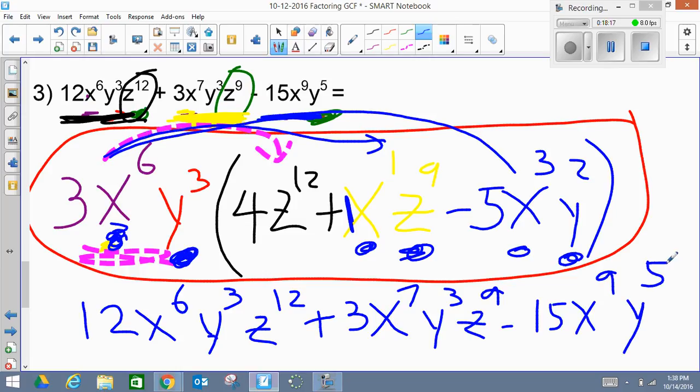We double check that answer with the original problem, and we notice that it's the same thing. Therefore, what we just did is right. So how do we double check if you factor correctly? Multiply back and you should get the same answer. Okay? Take care, guys. Bye.